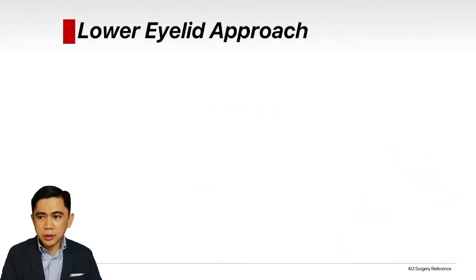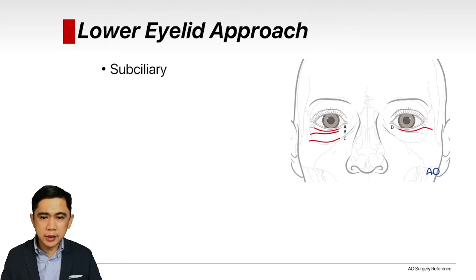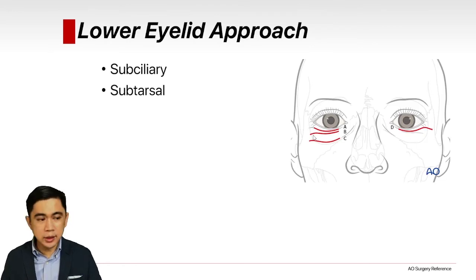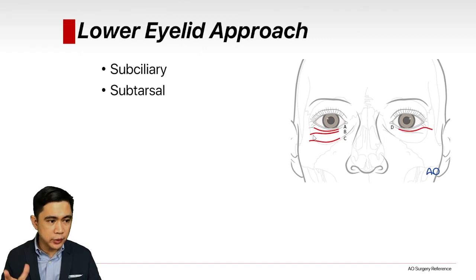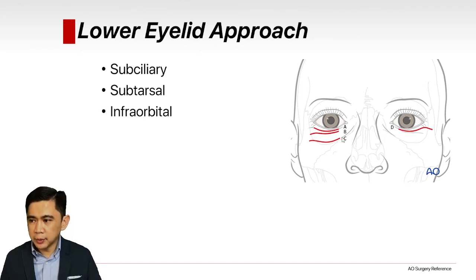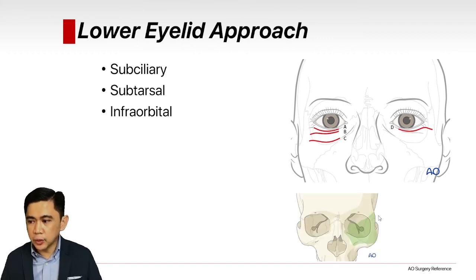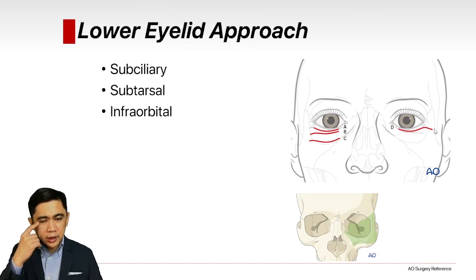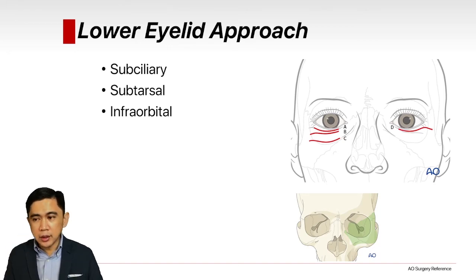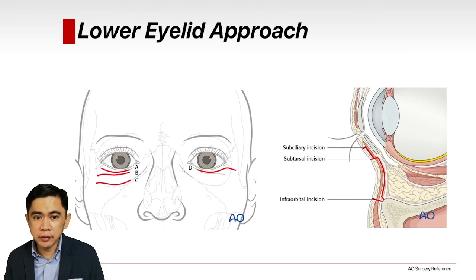Then we talk about lower eyelid approaches. So we have the subciliary, and the subtarsal, which is lower than the subciliary by a few millimeters. And we have the infraorbital, which is the junction of the thin eyelid skin and the thick cheek skin. All of this will expose this area of the midface skeleton. Notice here that the subciliary incision can be extended laterally if the patient has a crease or a wrinkle, it's better. These approaches differ in the vertical position of the cutaneous incision.